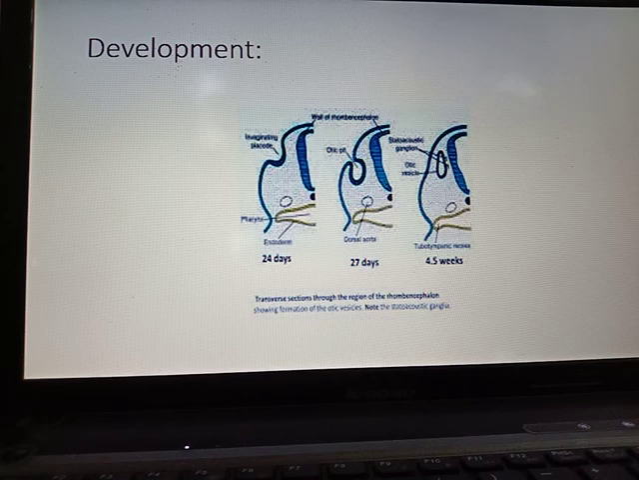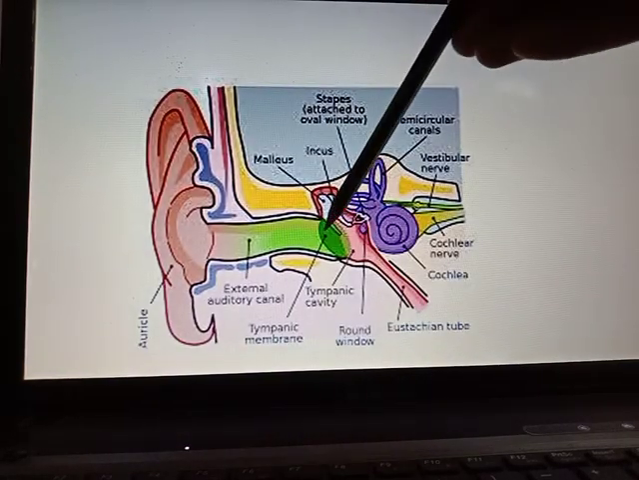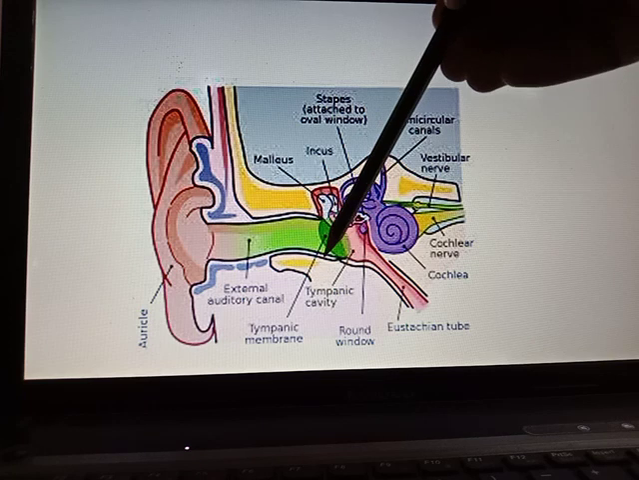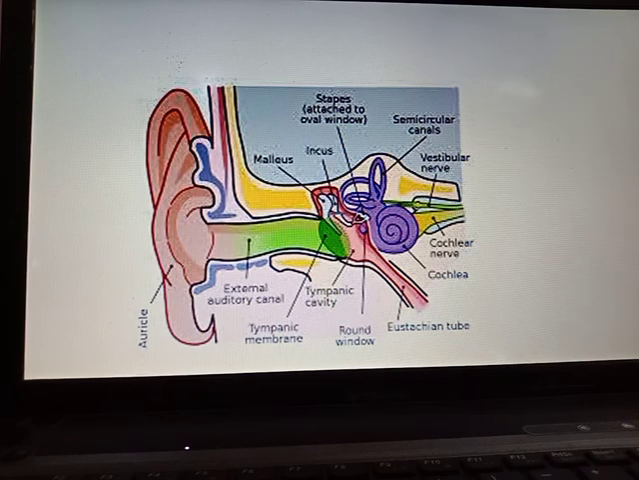Then come to one more point of applied anatomy. When earwax develops and goes to the deeper part near the tympanic membrane, it is difficult to remove because there is a depressed part near the tympanic membrane, mainly in the anterior portion of the external auditory canal. This is known as the anterior recess, and if a foreign body or wax is impacted in this region, it is very difficult to remove.